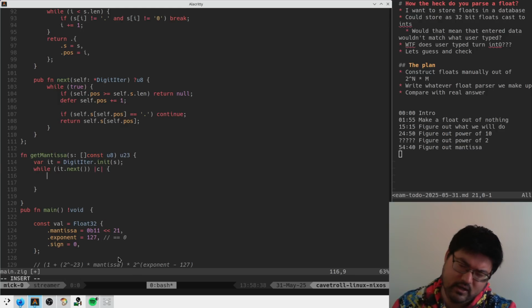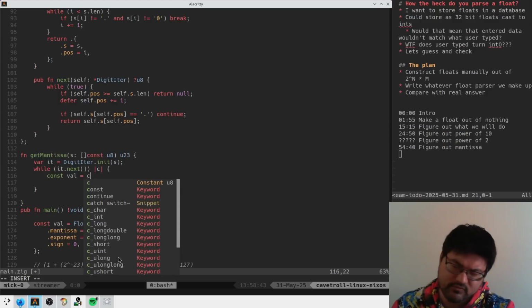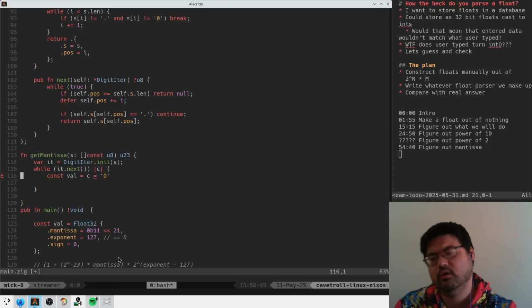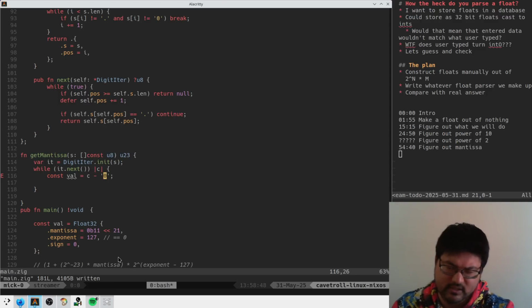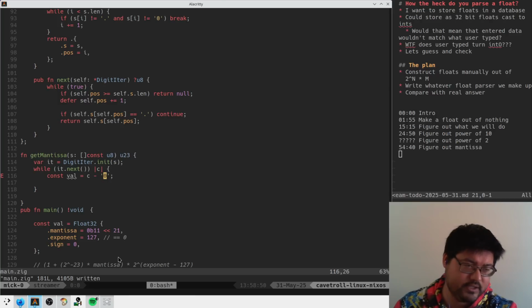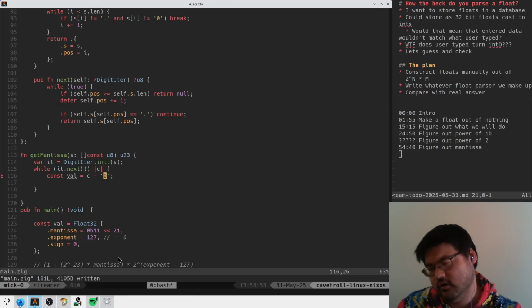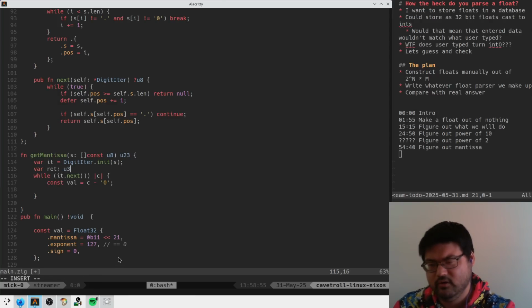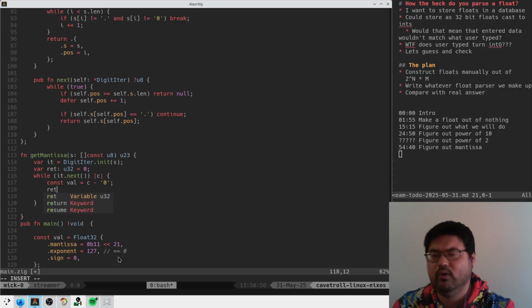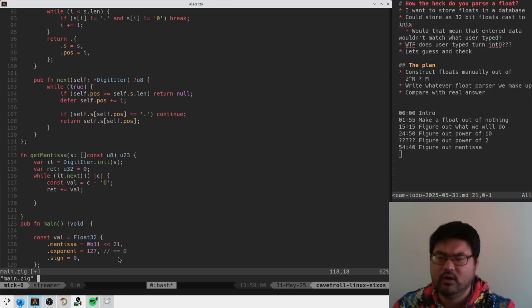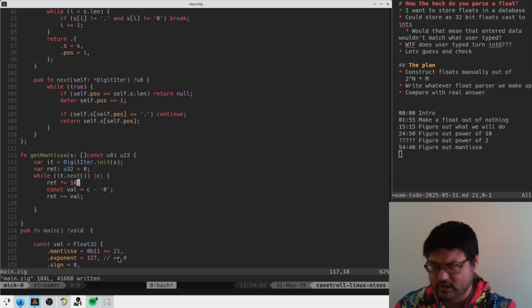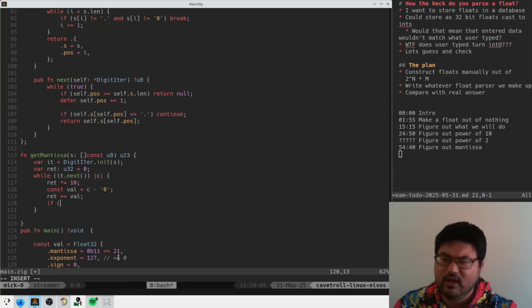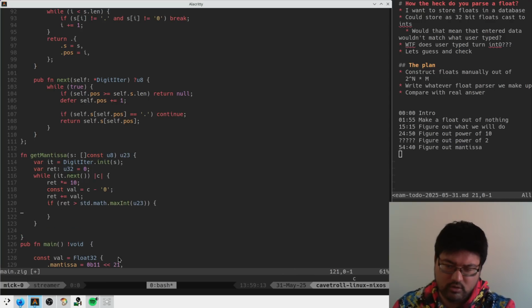and then this is like s for string or sample, whatever you want to call it. Okay, and then we're gonna say like val is going to be the character value minus 0 in ASCII. And then we have like var ret. ret plus equals val. And we probably do like ret times equals 10 here on each iteration, right? And then we say like if ret is greater than std.math.maxInt of u23, break.